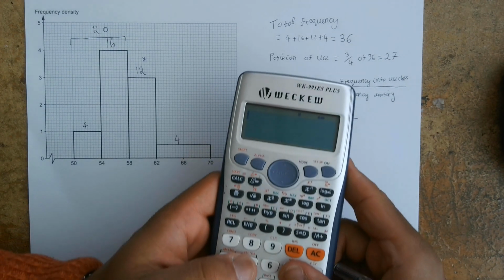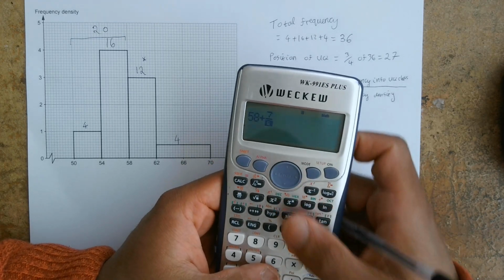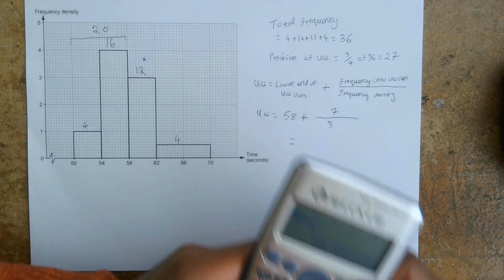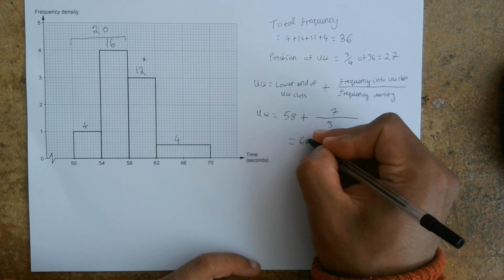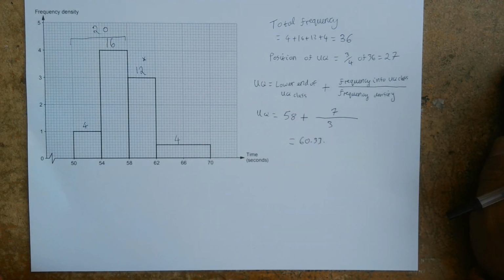We can just type into a calculator, 58 plus 7/3, although you could also do it with fractions, and that will give you 60 1/3, which is 60.33 approximately. So the upper quartile is 60.33 seconds.